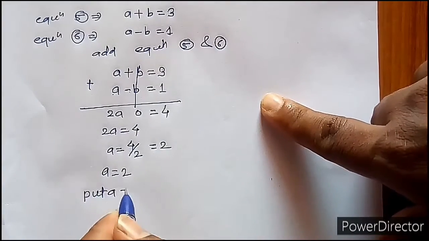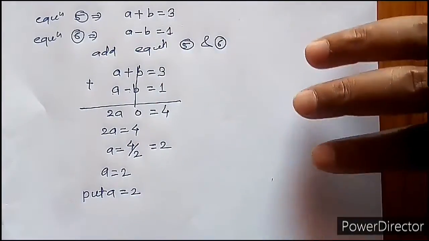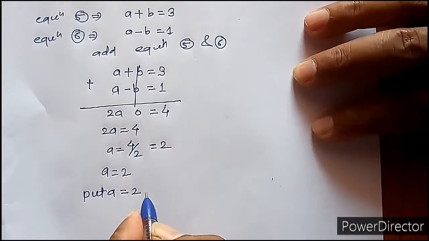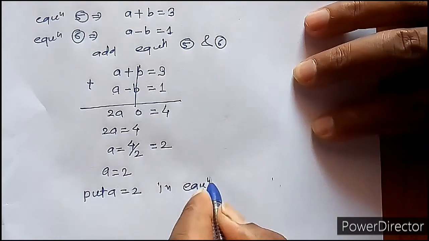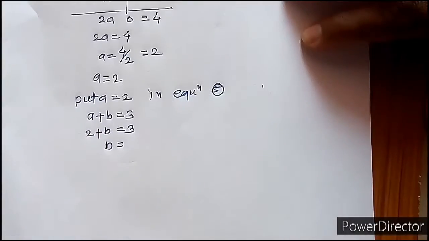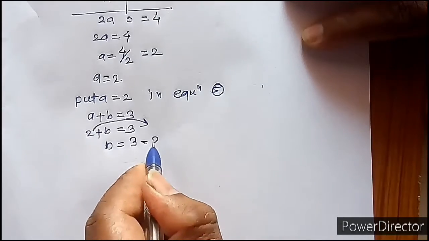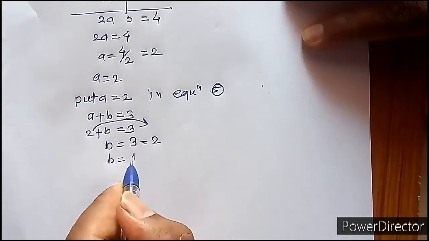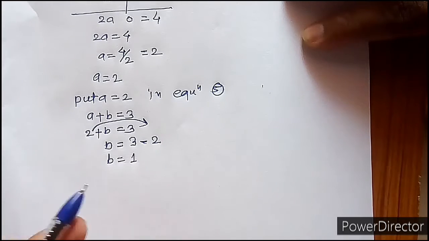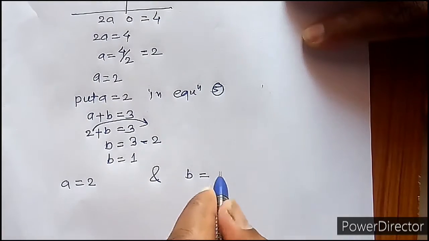Now put a equals 2 in either equation number 5 or equation number 6. We are putting it in equation 5. Put a equals 2 in equation 5, that is a plus b equals 3, but here the value of a is now 2. 2 plus b equals 3, that is b equals 3 minus 2, since this 2 is shifted to the right hand side and becomes minus. We get b equals 1. Here we get the values of a equals 2 and b equals 1.